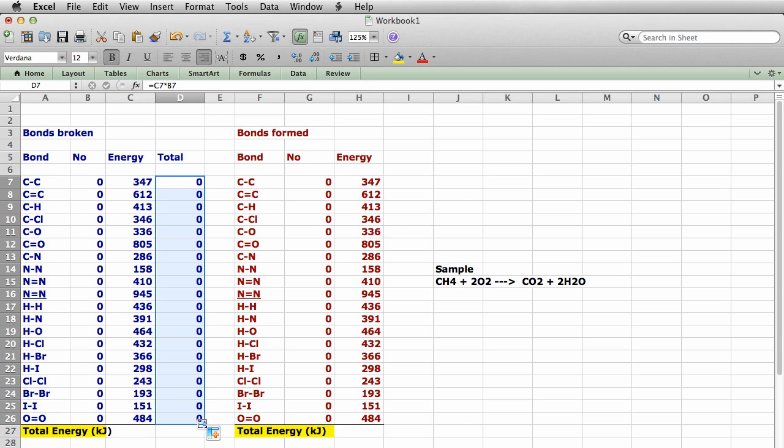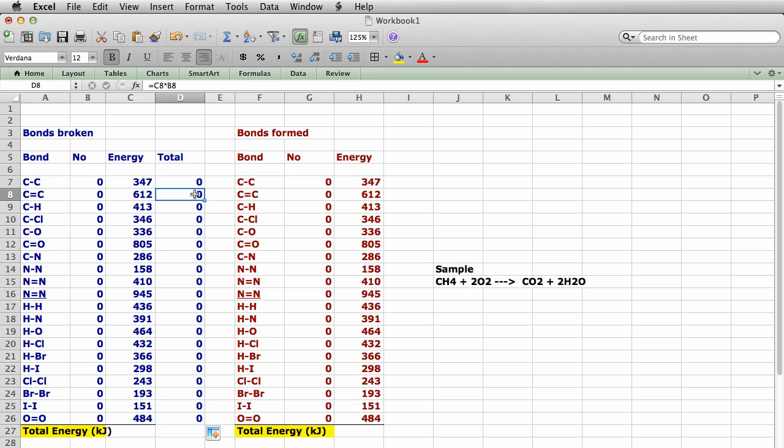In the process, I've copied the formula down, and so what was initially C7 times B7 should now be C8 by B8 in cell D8, or it'll be C9 times B9 in cell D9. And so we've done a relative copy. Again, we can repeat that process over here.